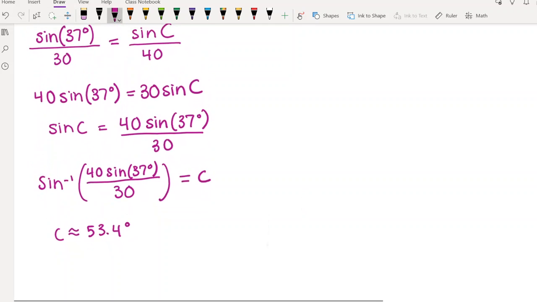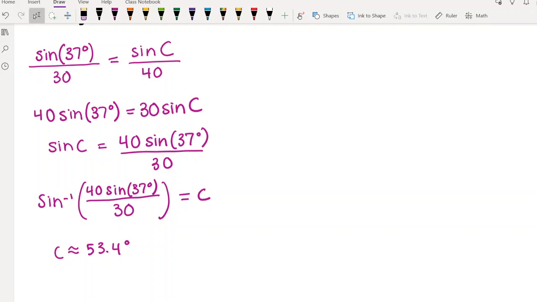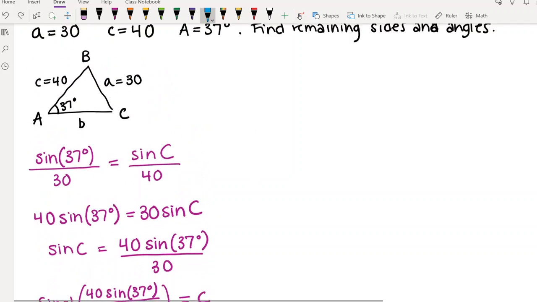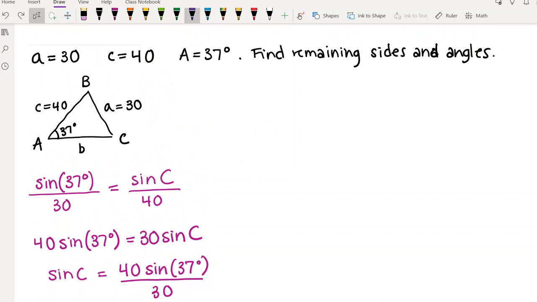So let's keep going with this, and then I want to come back to this moment. We're going to come back to this moment here and see that there's actually another solution to this. But I want to keep going with this first because this is one of the possibilities, and this will give us one possible triangle. So let's assume that we now know that this angle C is equal to approximately, what was it? Sorry, 53.4.